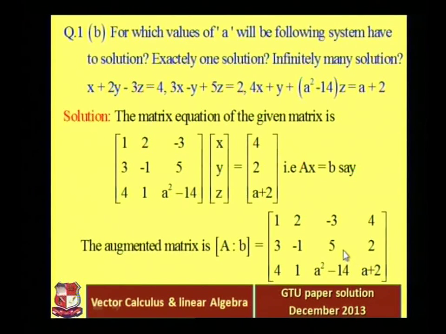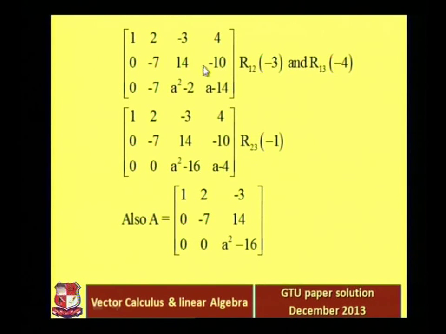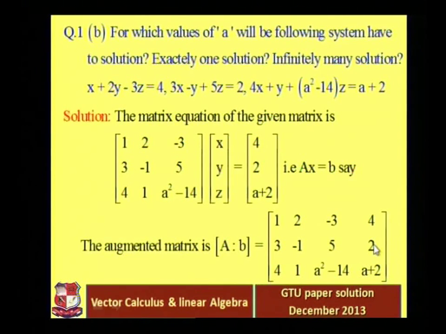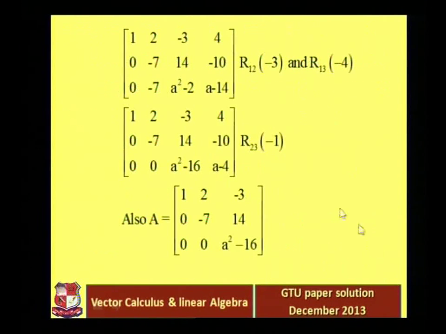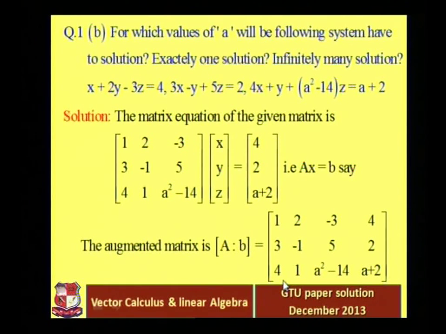Next is 5 minus, 3, so 5 plus 9, that is 14. And next is 2 minus 4 into 3, that is 2 minus 12, so you will get minus 10, correct. Now next is 4 minus 4, that is 0, 1 minus 2 into 4, that is 1 minus 8, so that is minus 7.